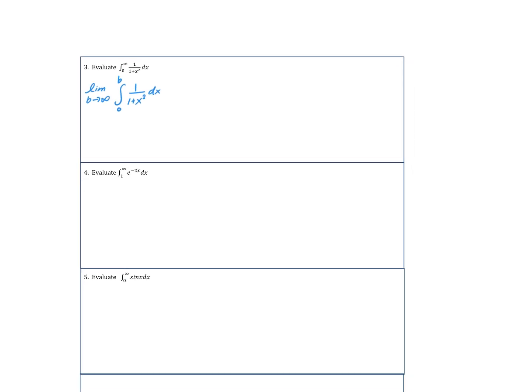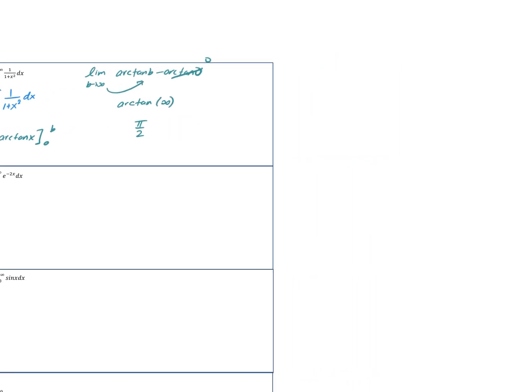This is an arctan. So we've got the limit as b goes to infinity. It's arctan of x. And from 0 to b, I plug in my bounds. So limit as b goes to infinity, arctan of b minus arctan of 0. This goes to 0. Arctan of b is pi over 2. So I plug in. So we have arctan of infinity, which is pi over 2.